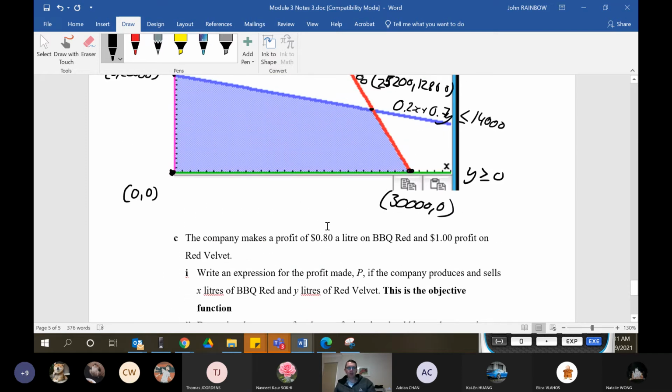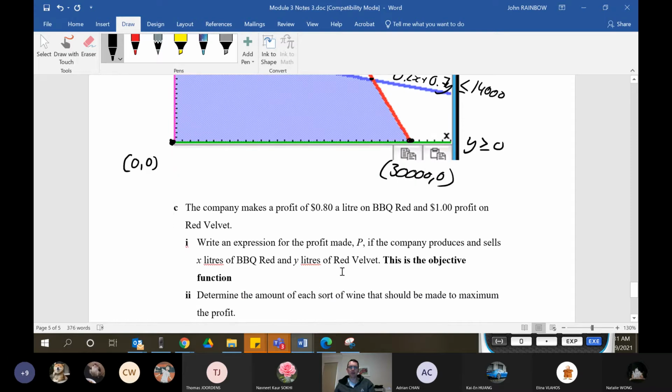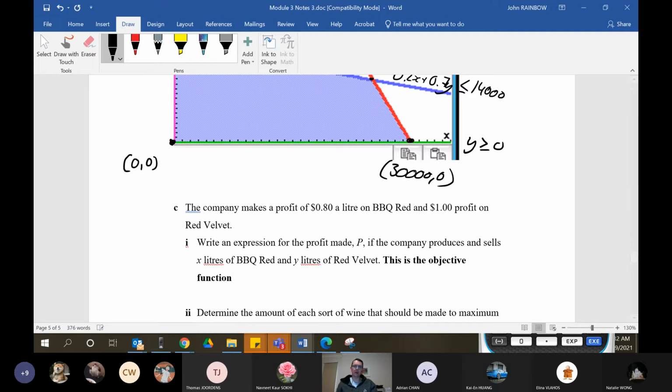Okay, the company makes a profit of 80 cents a litre on barbecue red and $1 profit on red velvet. This is the new stuff. Write an equation for the profit made, P, if this company produces and sells X litres of barbecue red and Y litres of red velvet. This is the objective function.